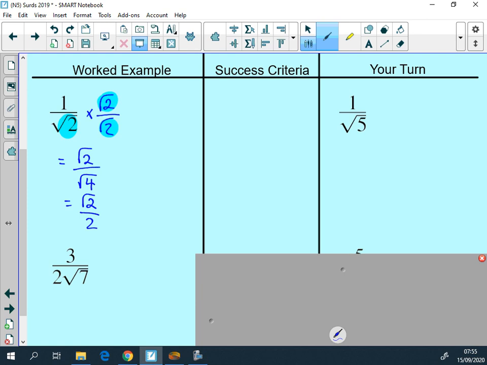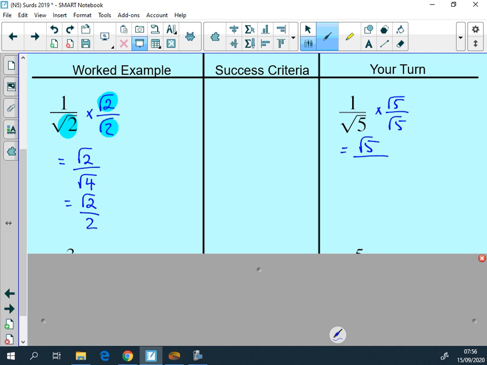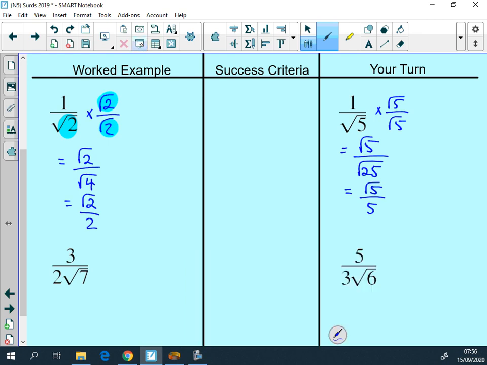So, can you try the one on the right-hand side? Pause it, take as long as you need. Root 5 over root 5. So, top times top will be root 5 all over the square root of 25. So that's going to get me root 5 all over 5. Now, where they might make this a little bit trickier is they'll start putting values around it.